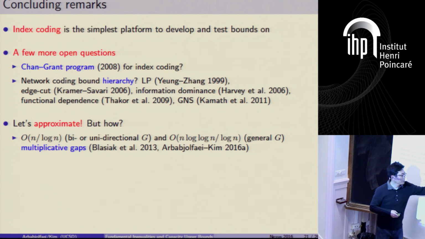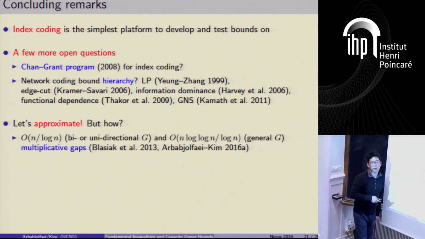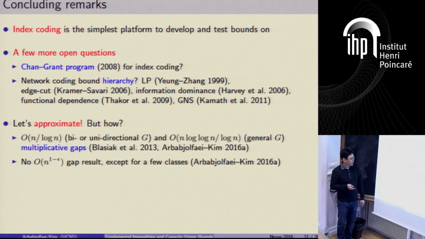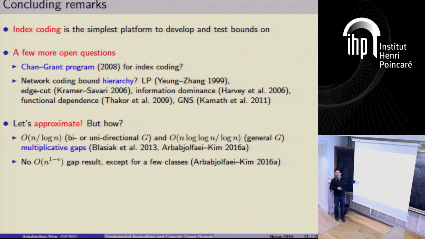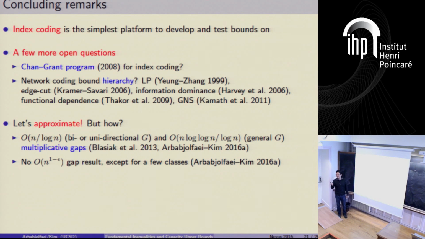For a general network, it is even worse: n log log n over log n. So right now, there is no bound whatsoever that is polynomially good. An n to the 0.9999 approximation doesn't exist. So I think this is probably the most modest open question for anybody working on index coding: just come up with a multiplicative gap that is n to the 0.99. For some classes of graphs, we made some progress; we could get, say, n to the 2/3 and so on. But for the general graph, the answer is quite elusive.